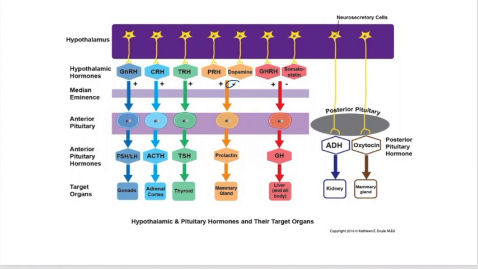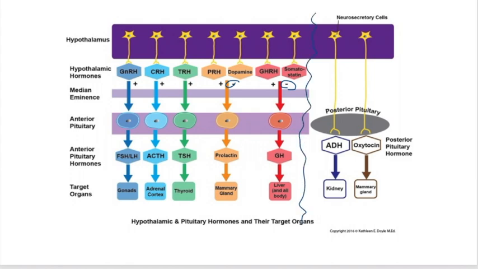Growth hormone releasing is turned off by somatostatin. So growth hormone is inhibited by somatostatin. We do need it. It is growth hormone releasing. Over here is your posterior pituitary. You can see the difference.